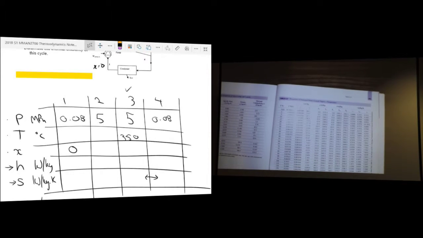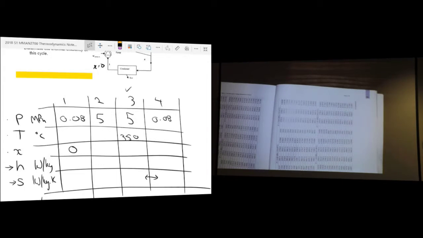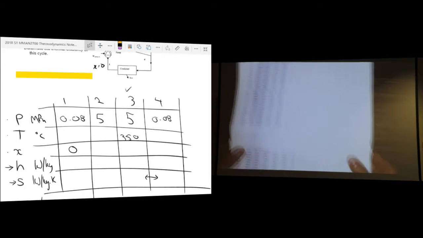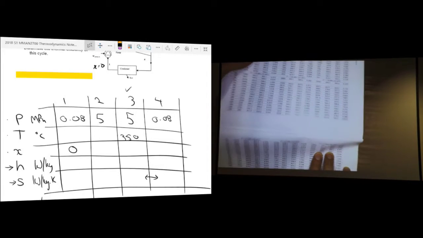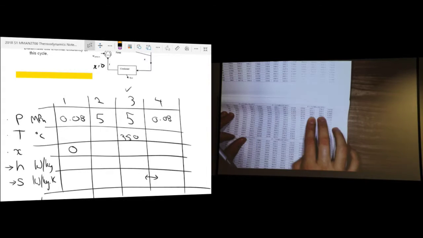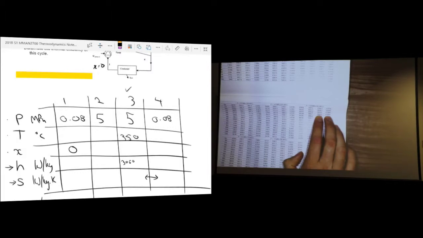Cool, good. If you have a question, sing out. So 5 megapascals and 350 degrees C. I'm going to go to my table for superheated vapor. 5 megapascals and 350 degrees C. How's that? Acceptable. If I get it wrong, let me know. 3068.4, and 6.4492.